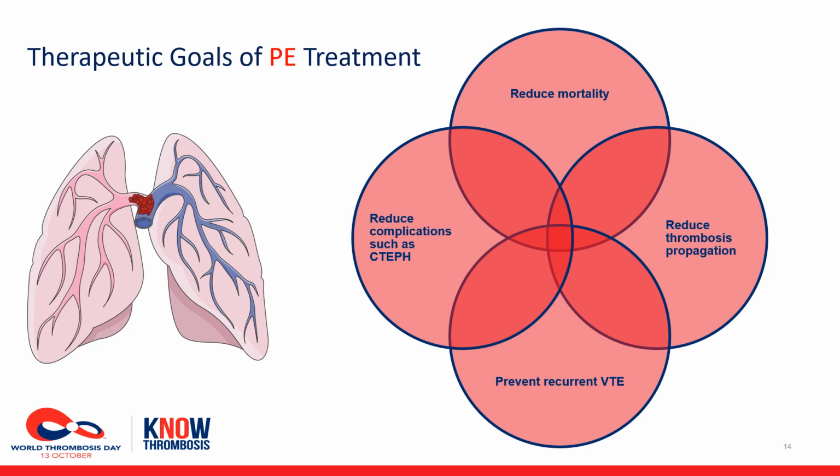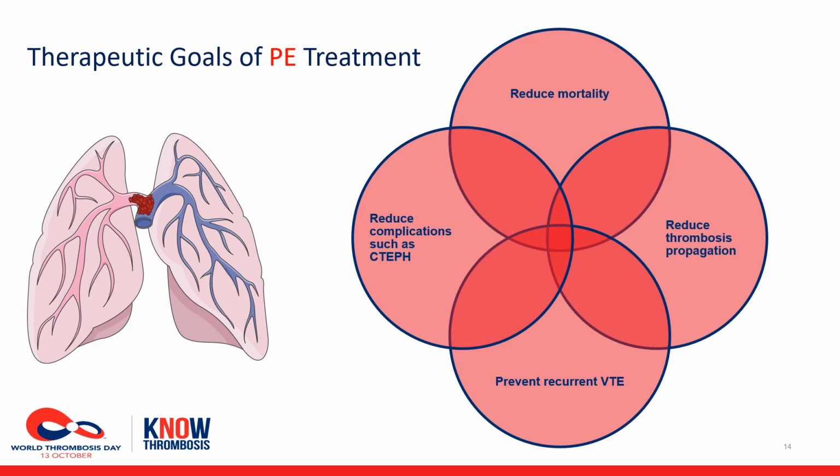So the therapeutic goals of treatment for PE: number one, primary goal is to reduce mortality. Secondary goals to reduce thrombus propagation and prevent recurrent VTE, much the same as the secondary goals of DVT. And of course, reducing complications such as CTEPH or chronic thromboembolic pulmonary hypertension. And like post-thrombotic syndrome, this can cause significant morbidity. However, unlike post-thrombotic syndrome, it can also cause mortality, and left untreated, the prognosis is really poor.